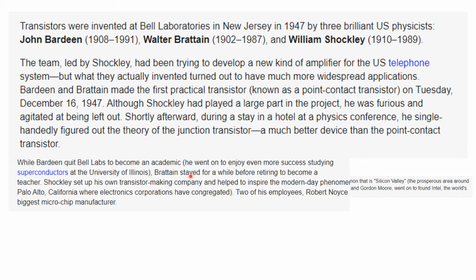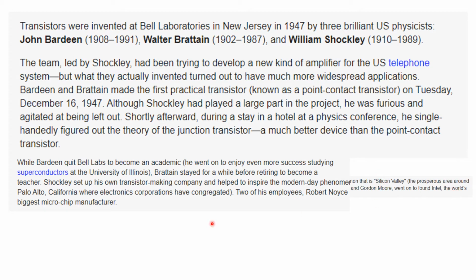Kind of an interesting path. Bardeen stayed there for a while before he also became a teacher. And Shockley set up his own transistor-making company and helped to inspire the modern-day phenomenon that is Silicon Valley. The physics they were doing was the physics of the element of silicon. That is why it's called Silicon Valley.